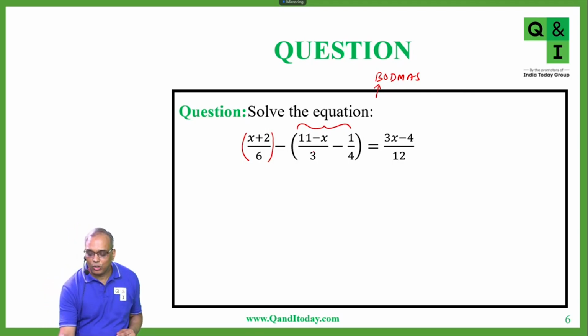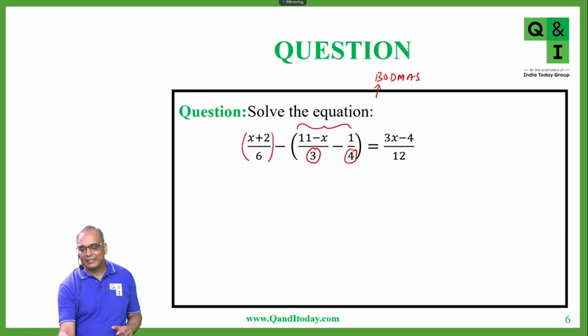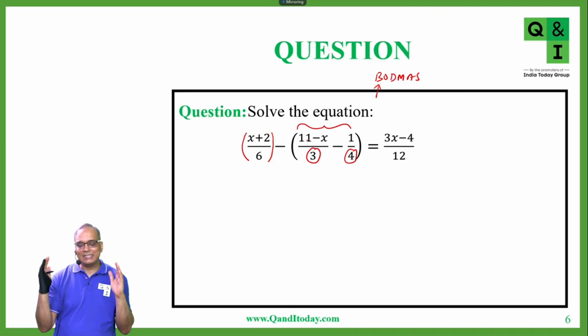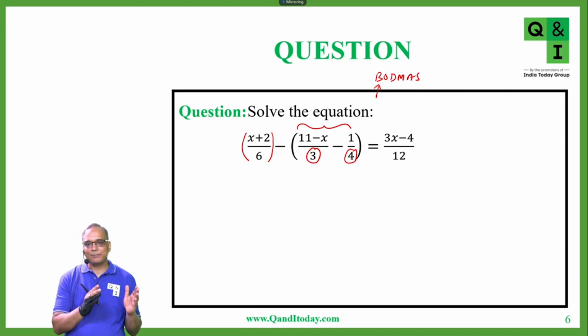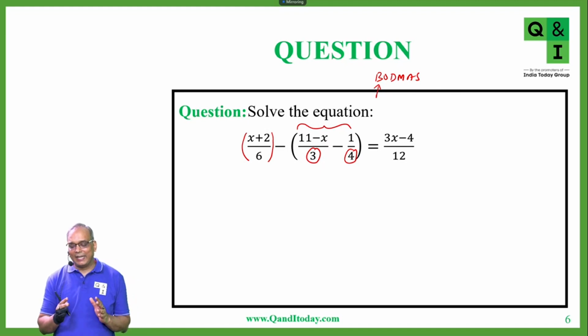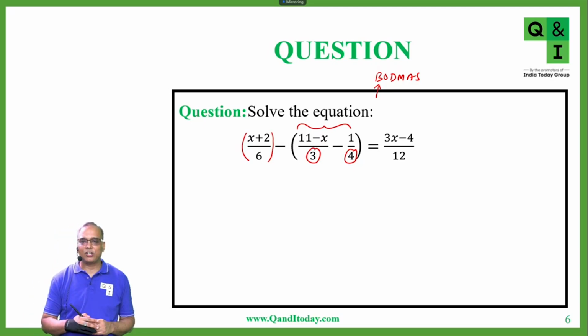Okay. So the LCM of 3 and 4, you will find out, and then you will solve the term which is inside the bracket. Once you have done that, then the next step, you will bring it with x plus 2 by 6, solve that, and then do cross multiplication and then get the answer. So attempt it for a minute at least, and if you are able to proceed, let me know the answer if you are able to complete it.